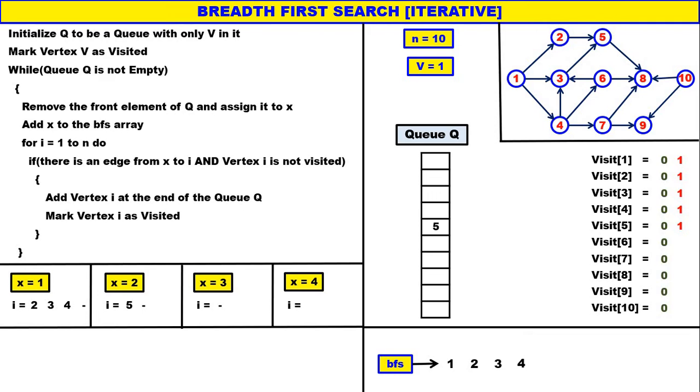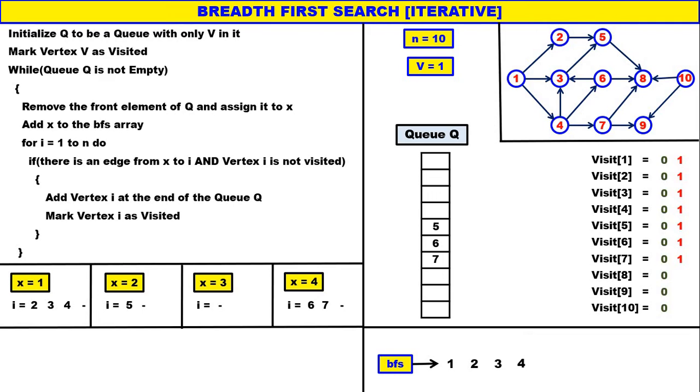4 to 6? Visit of 6 is equal to 0. Therefore 6 can be considered. 6 can be added to the end of the queue. Since 6 is added, visit of 6 becomes equal to 1. Next, 4 to 7. Yes, 7 also can be considered because visit of 7 is equal to 0. Therefore 7 is added at the end. After adding, visit of 7 becomes equal to 1. That's all for 4.